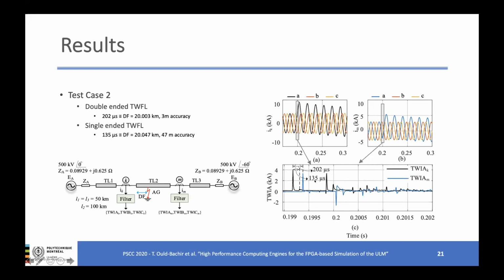Then we consider the 2 peaks that we see here. The time duration here is 135 microseconds. So what we have demonstrated is that using this model, we can have an accuracy of less than 300 meters. Presently, in this case, it is 47 meters from the single-ended configuration. This hasn't been achieved in the literature.